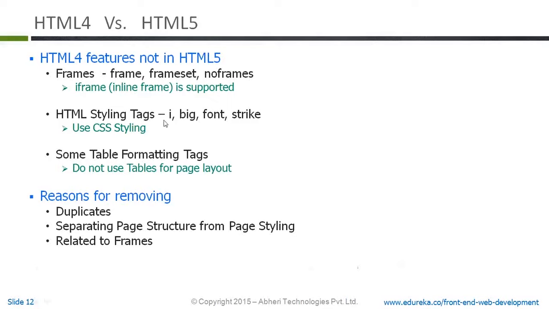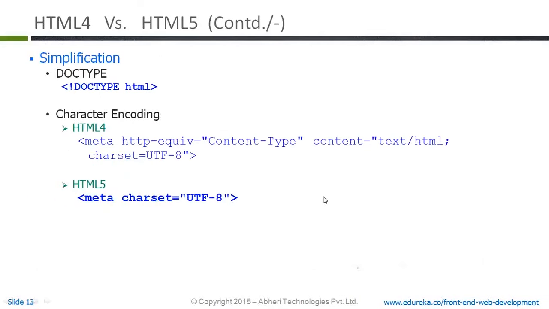So now they are separated, preferably in an external CSS file. One good example is these tags: i, big, font, strike. Those tags are deleted because those can be done in CSS styling. And frames are not very popularly used in website development. That's the reason why they're also deleted.